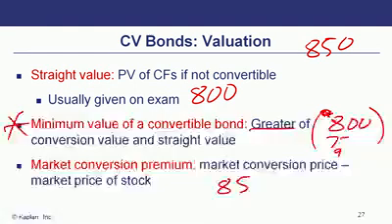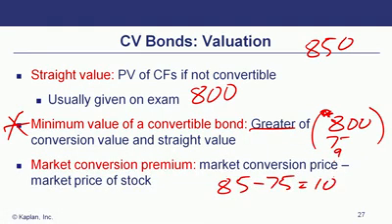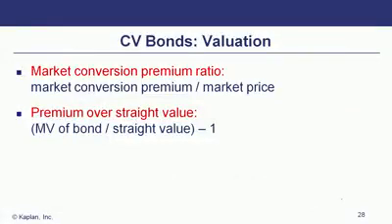That's the market conversion price. Minus the price of the stock, 75, is equal to $10. And so this is the premium that we're paying. It'd be like paying $10 extra per share. So the market conversion premium ratio is just the premium, $10, divided by the market price of the stock.